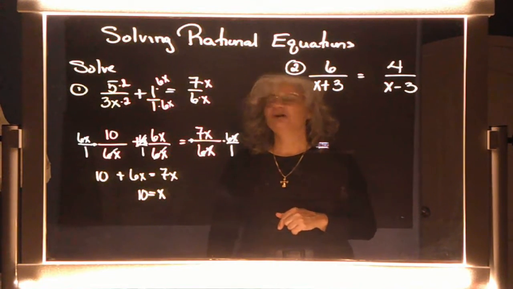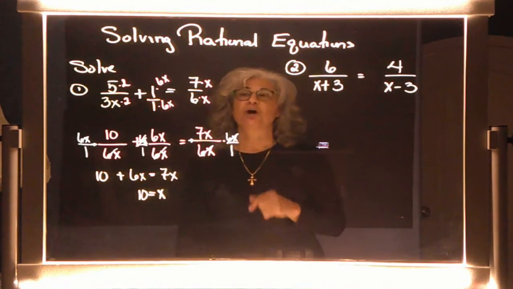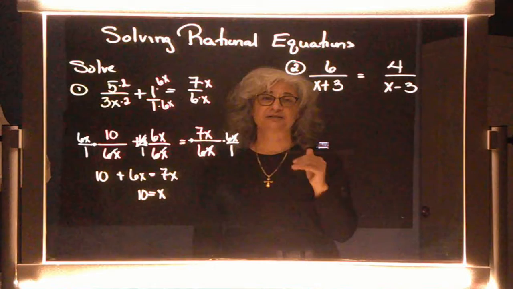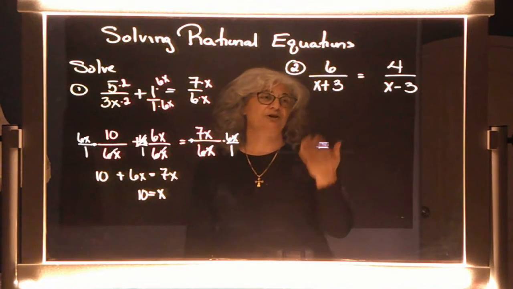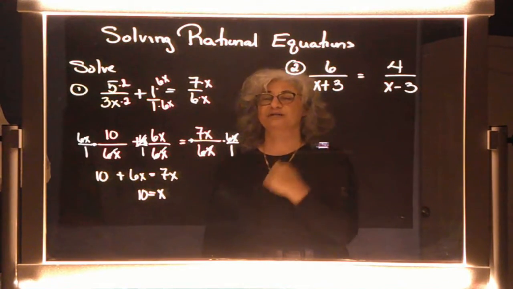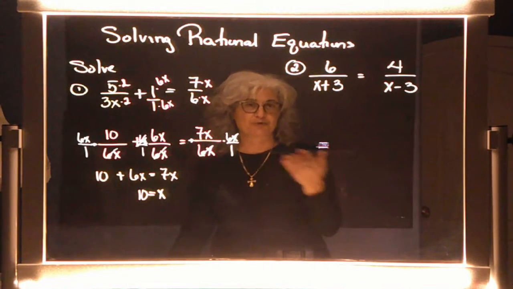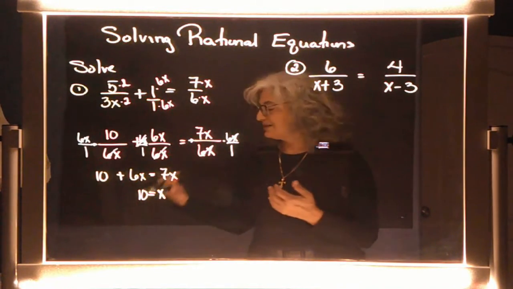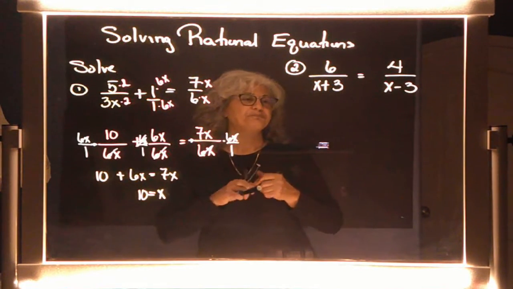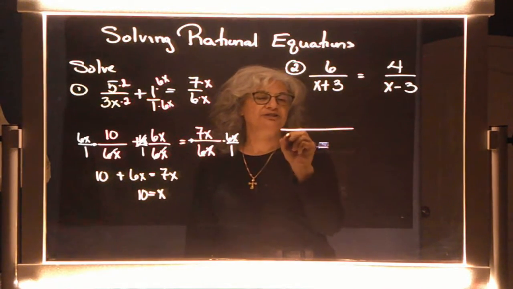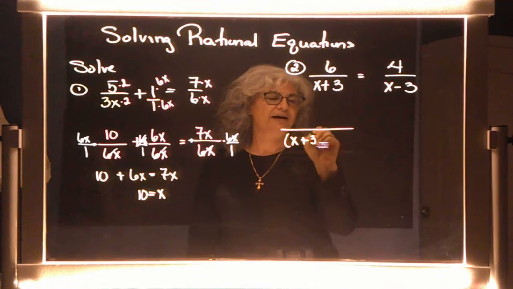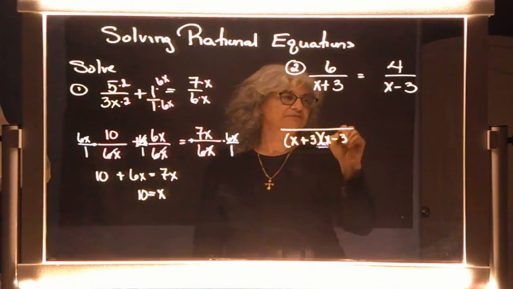Cool? Okay, so here we go on problem 2. First thing we need is a common denominator. So what's a common denominator between an x plus 3 and an x minus 3? Good, it's x plus 3, x minus 3. It's both of them multiplied together, isn't it? So I know each fraction is going to have this denominator.